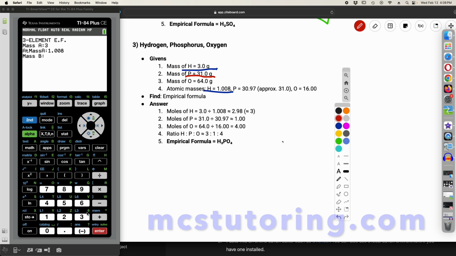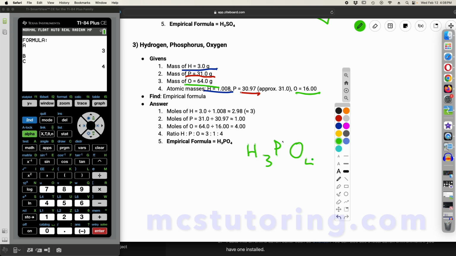Mass of B, 31 grams. And then it's saying approximately 31. Let's go 30.97. If I screw up, I'm going to have to reshoot this whole video. 30.97. Let's see what happens. And we'll go green for the last element. Oxygen is 64, so the mass is 64. And then the atomic mass 16. Let's see what happens. Okay, cool. We got A3BC4, so those are the elements. And the subscripts would be 3 for the first one and 4 for the last one.